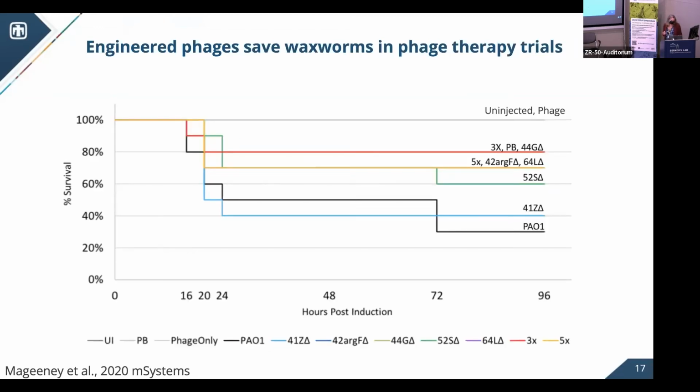We also tested all of these in Galleria mellonella waxworm phage therapy trials. The graph is flipped here because we're looking at survival. But again, compared to PA01 with buffer only, we see that all of the phages, as well as the phage cocktails, have an increased effect on survival in these worms.